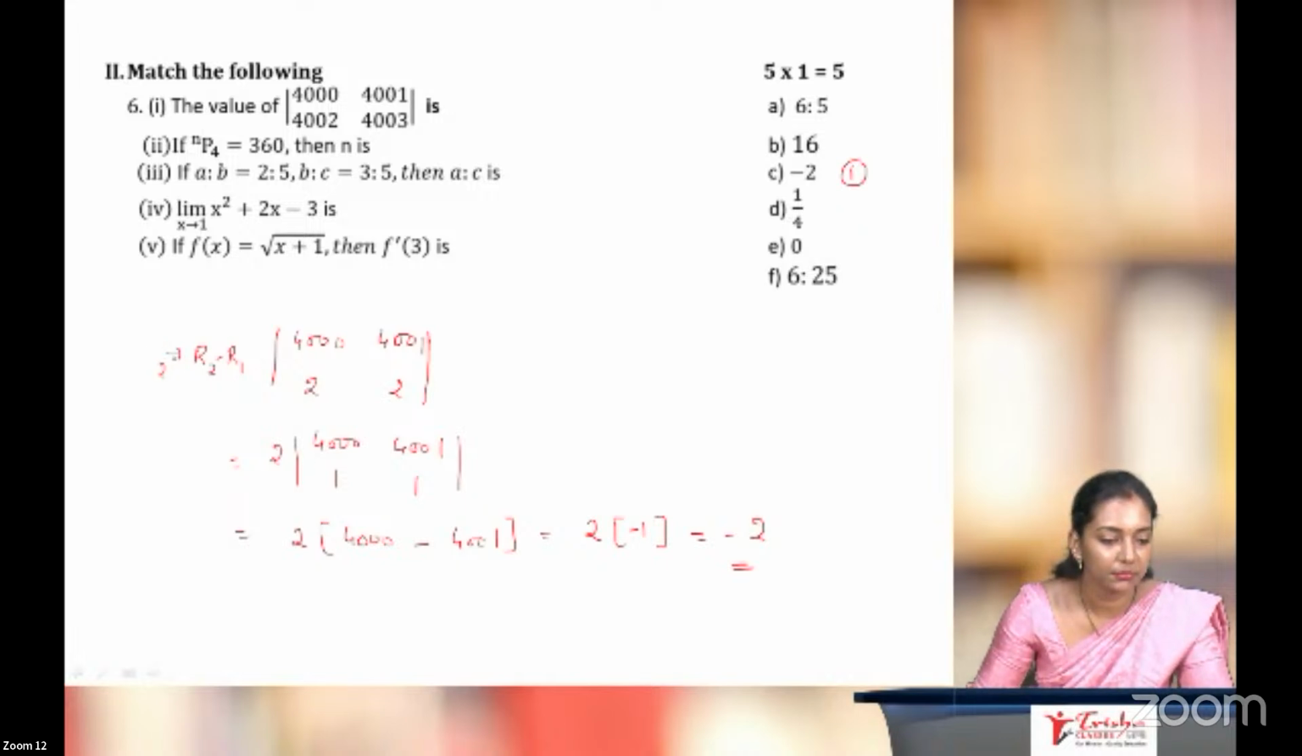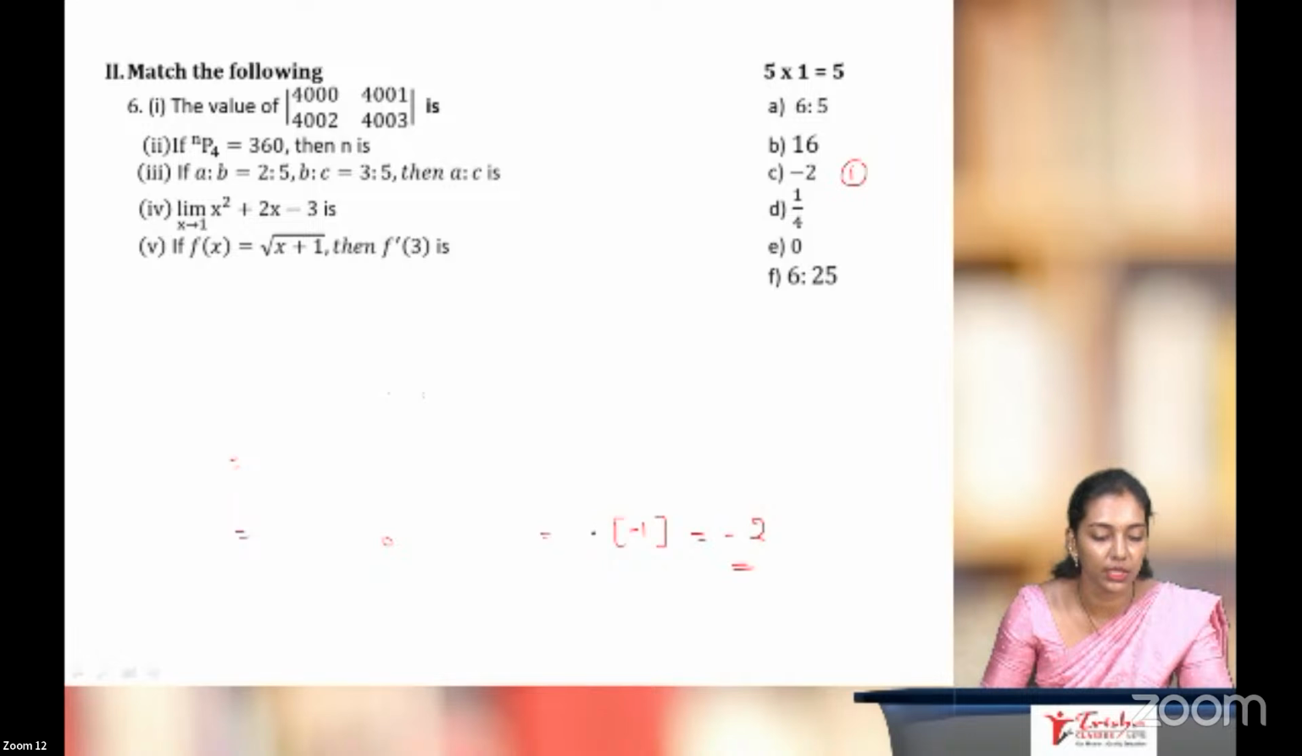Next. For the second one, NP4 equal to 360. Then what is the value of N? So you can actually use the formula. Yesterday we have discussed already NP4 or NPR. What is the formula? NPR equal to N factorial by N minus R factorial. Okay. So elaborating that, we can actually find the answer. So here you have NP4 equal to N factorial by N minus 4 factorial equal to 360.